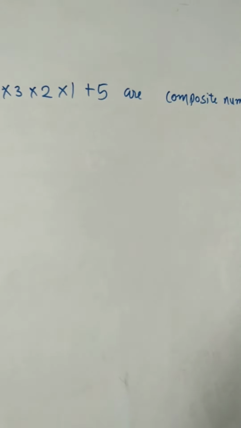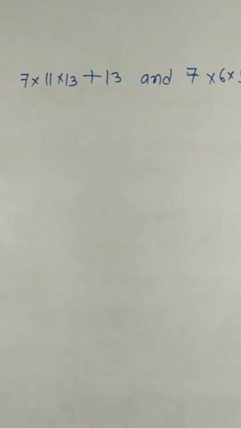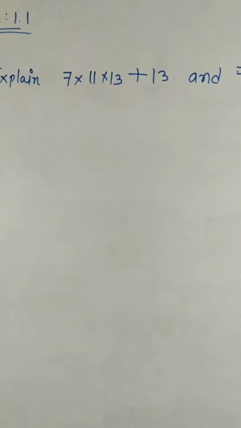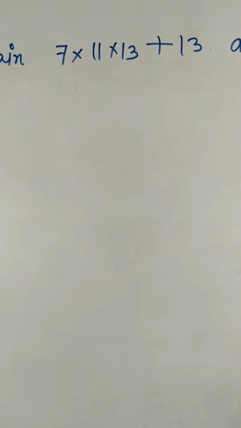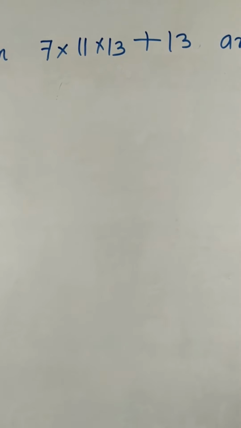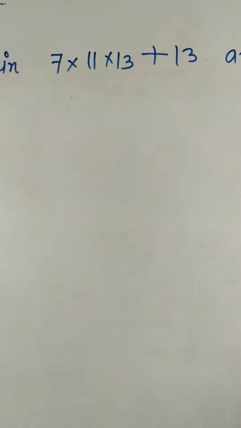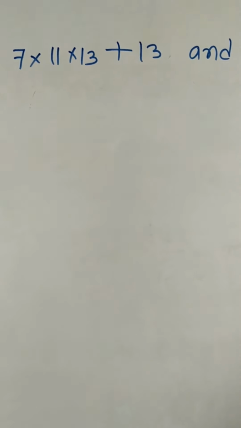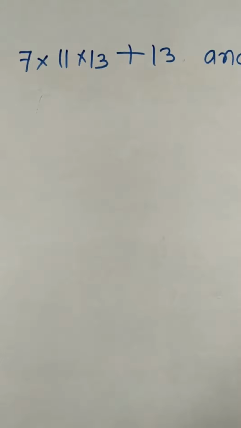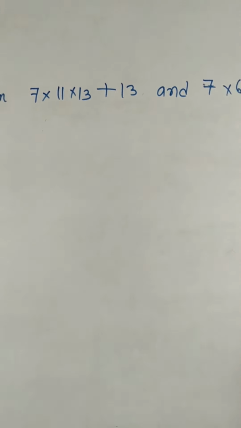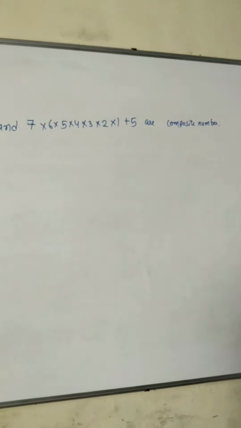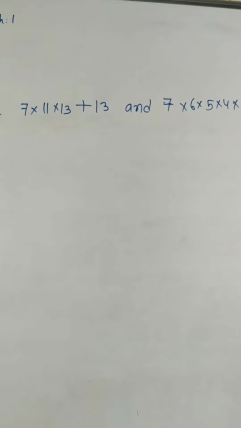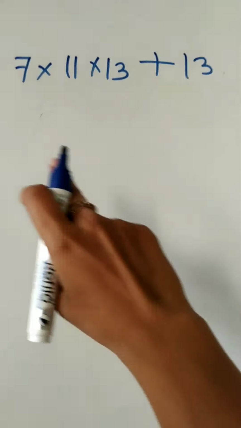Now we have to remember what kind of number we call prime. The numbers which do not have factors other than 1 are called prime numbers, meaning they have 1 as the only factor. And the numbers which have factors other than 1 are called which numbers? Composite numbers. So here we have to prove that the given number is composite.